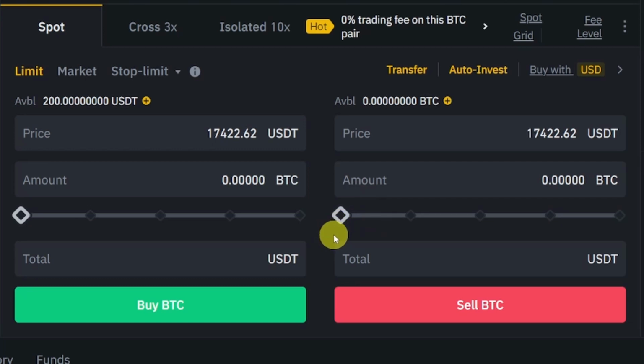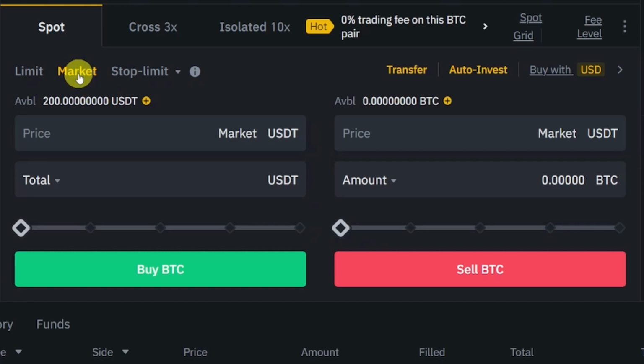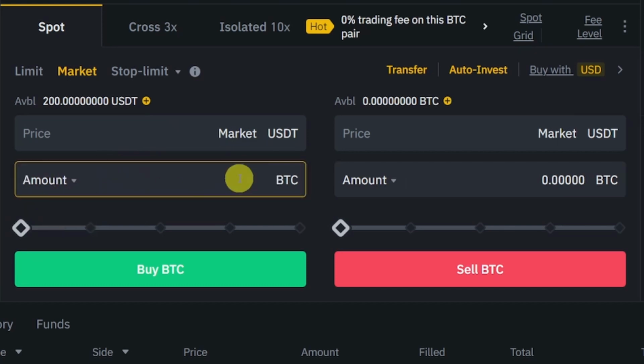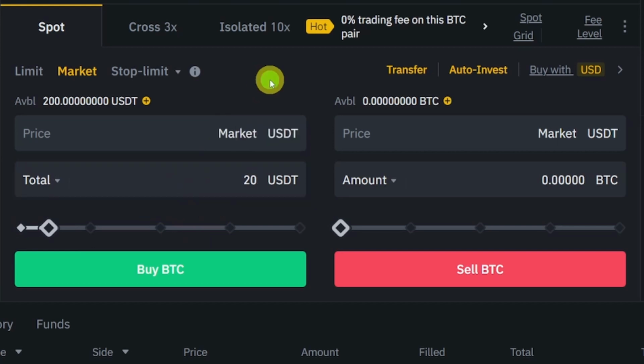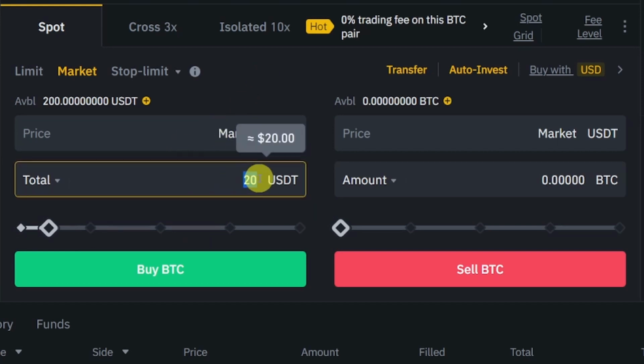Let's briefly talk about order types. The simplest one is a market order. This type of buy order has only one variable, which says how much you want to buy, and you specify that by either typing in a quantity of BTC to buy or USDT you're willing to spend. The price for this transaction will always be the current market price at the moment you place the order, and the order is filled immediately.